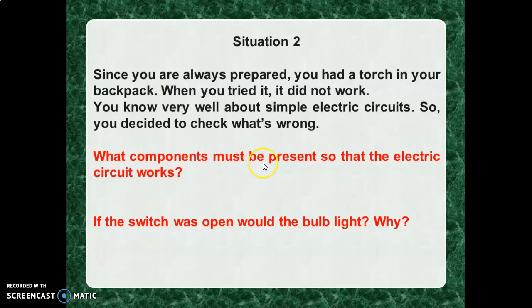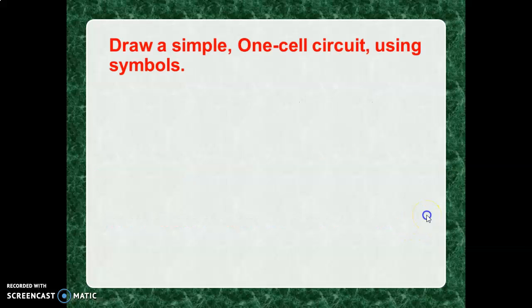What components must be present so that the electric circuit works? If the switch was open, would the bulb light? Why? Draw a simple one-cell circuit using symbols.